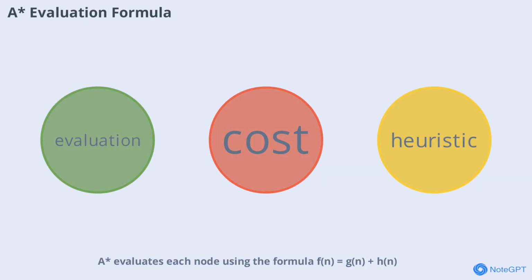A* evaluates each node using the formula F(n) = G(n) + H(n), where G(n) is the actual cost from the start to the node and H(n) is the heuristic cost to the destination. This combined score helps the algorithm prioritize nodes that are both close to the start and likely to lead to the goal. The result is faster, more targeted pathfinding, ideal for real-time navigation in Google Maps.